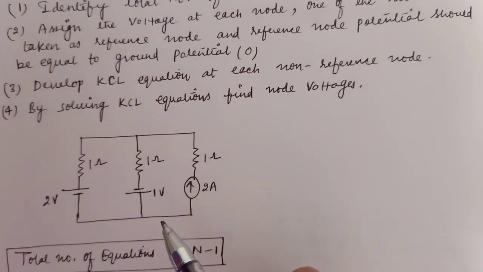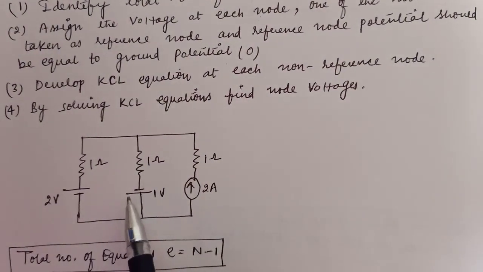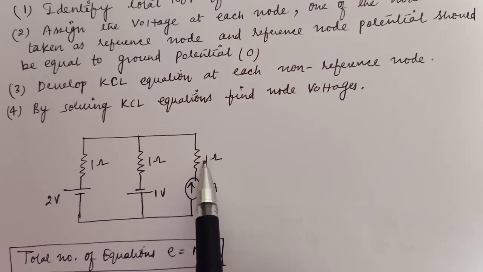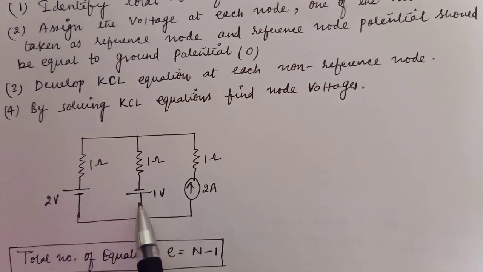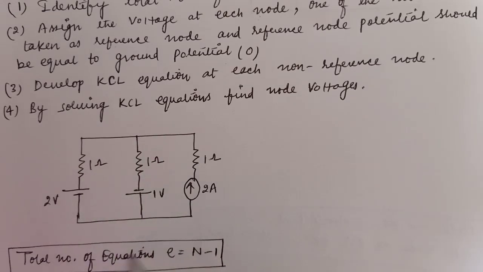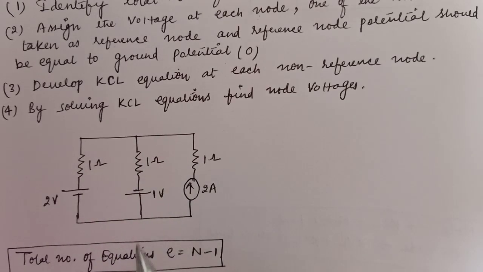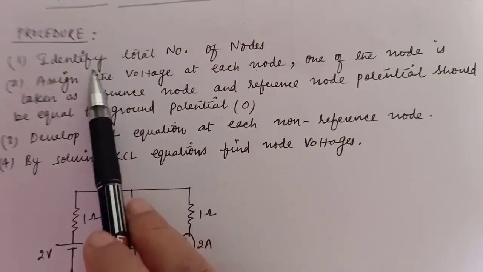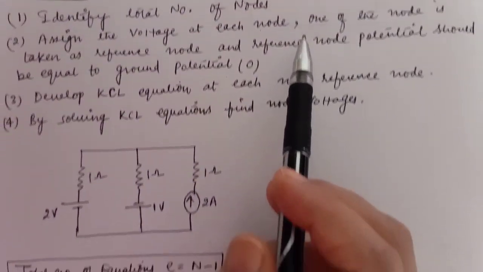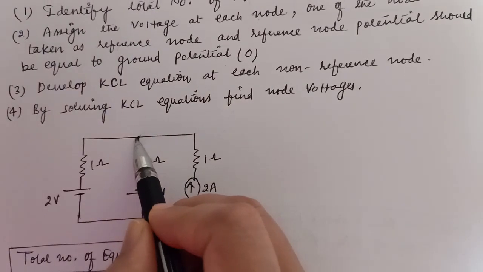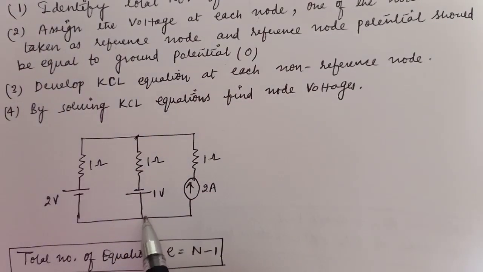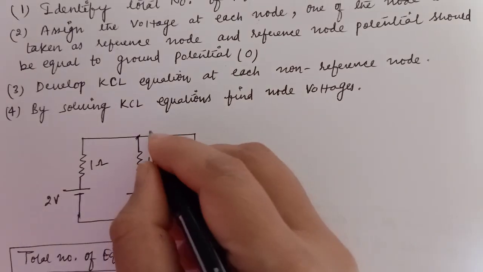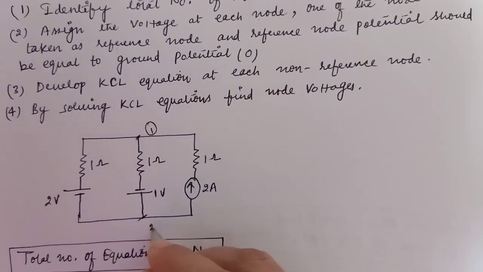For example, let's see this one example. Here 3 resistors are connected, and there are 2 voltage sources and 1 current source in this circuit. In this circuit you have to apply nodal analysis. For applying nodal analysis, the first step is to identify the total number of nodes. Here, this is one node and this is another node, so this is node number 1 and this is node number 2.